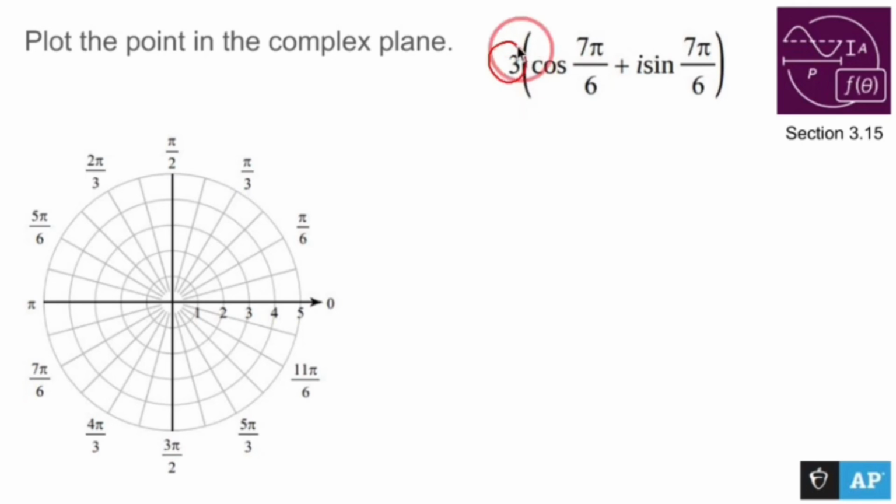3 is your magnitude. That's the distance from 0, 0 to the point that you're going to draw out. There's my theta, and we treat that theta the way we've always treated theta. You start at the positive x-axis and you go counterclockwise. Now we are going to 7 pi over 6, and our magnitude is 3. So all we do is draw a dot at 1, 2, 3 at 7 pi over 6. So that's it.